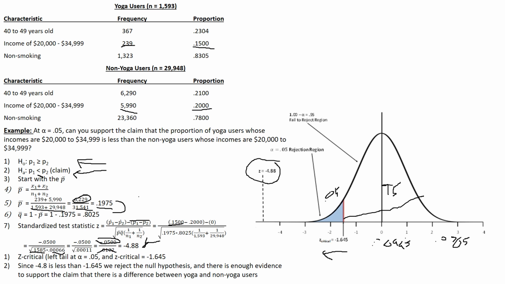For my z, anything less than that, we would reject the null hypothesis, and negative 4.88 is way below this. So we would reject the null hypothesis, and we actually support the claim that the proportion of yoga users at that income level is less than that of non-yoga users.